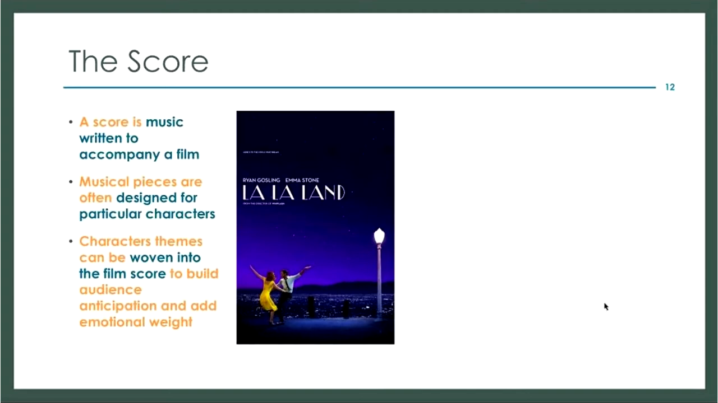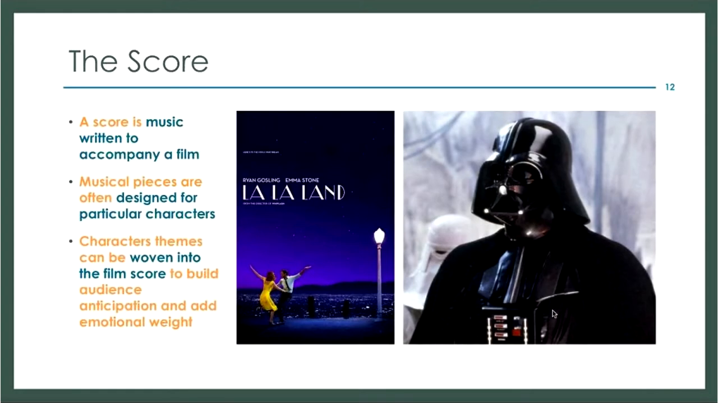Musical pieces are also often written for particular characters. So it might be used to introduce them, it might be used to build up audience expectations, and it can also be woven into the score to reflect what the character is thinking of another character or something along those lines. Just to give an example, what comes to your mind when you see a picture of this guy, for instance? You probably think of that classic Imperial March, and that's a very good example of a character theme.